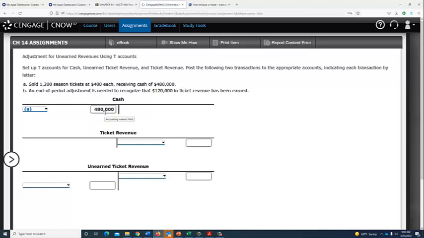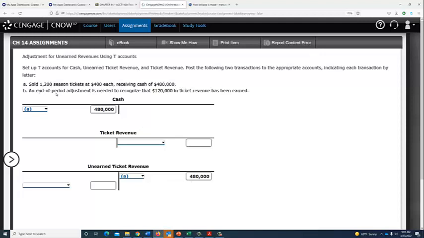Okay, so we received cash, but we can't call it ticket revenue yet because we haven't earned it. We have not earned that revenue by performing a service yet. So we are going to credit unearned ticket revenue, which is a liability account, instead. If something happens and we can't perform the service, we are obligated to refund this money. So it is a liability until we earn it.